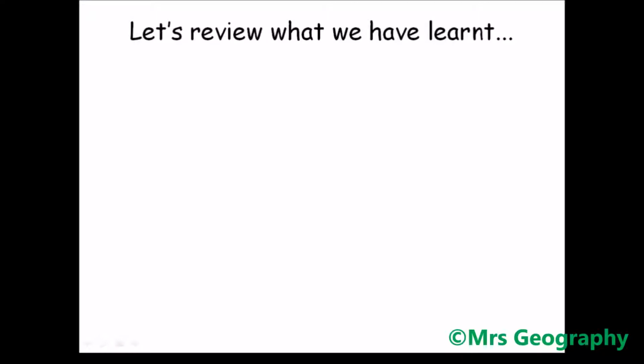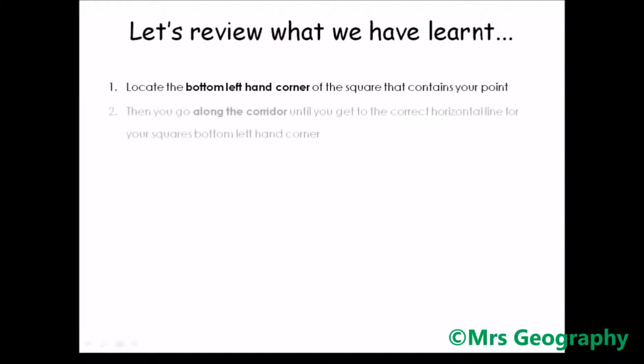Review what we have learnt. To find a six-figure grid reference, you first need to locate the bottom left-hand corner of the square that contains the point you are trying to find. Once you've located the bottom left-hand corner, you then go along the corridor and you get to the horizontal line that matches your square's bottom left-hand corner.